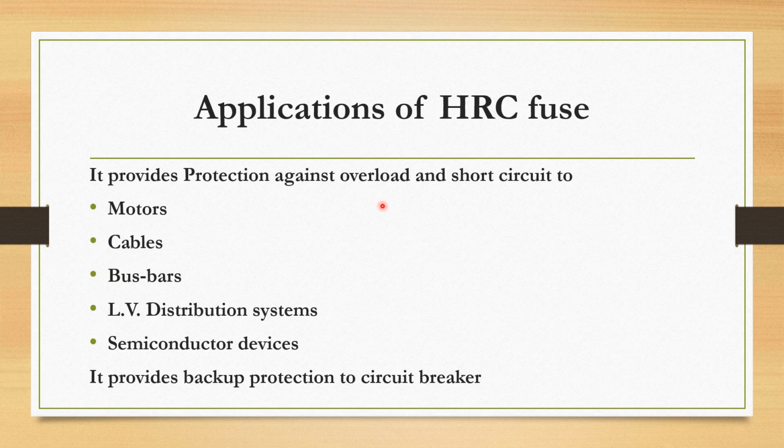So basically HRC fuse gives you protection against overload and short circuit. So it can be used for the protection of motors, cables, bus bars, low voltage distribution systems, sometimes for semiconductor devices, and it can be used for backup protection. So it provides backup protection to the circuit breakers also.